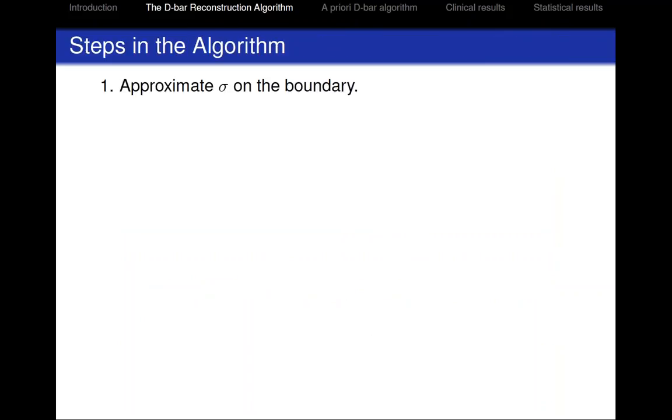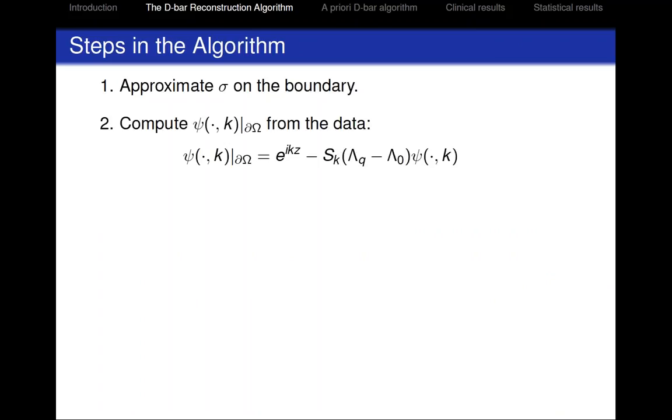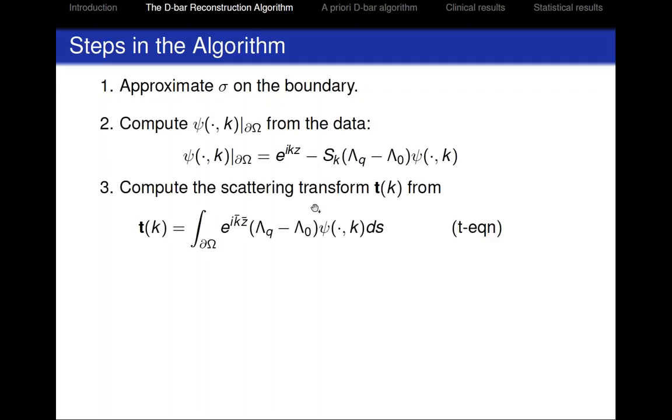Okay, I'm going to give you the steps one more time since I think that was a lot. So I have step 1 as approximating sigma on the boundary. In case the requirement that it be constant on the boundary is not satisfied, then you can approximate it and do the extension. Next, compute the CGO solution on the boundary from the measured data. This S is just the operator of convolution with the Faddeev Green's function on the boundary. Next, one computes the scattering transform T of k from the measured data via this formula.